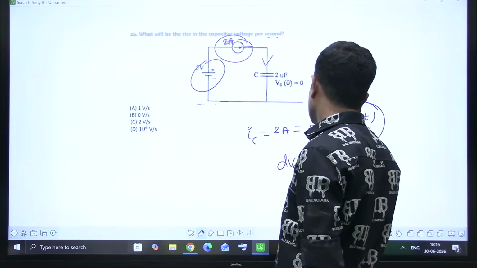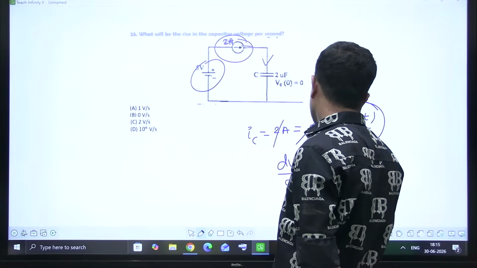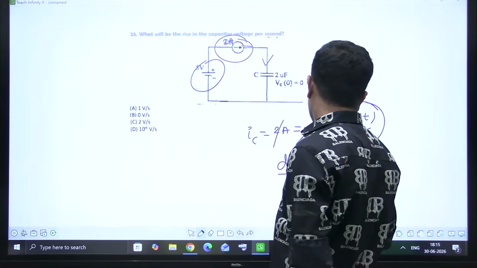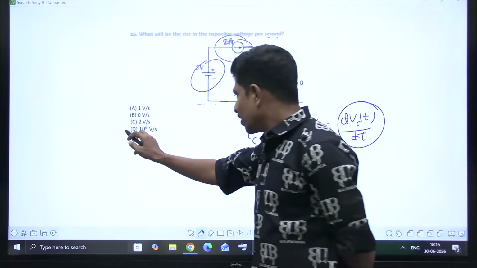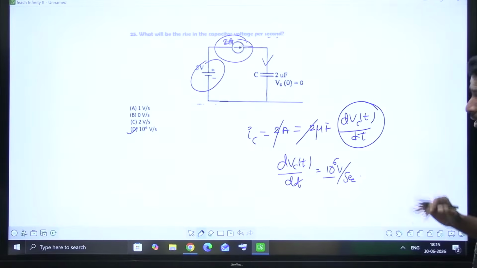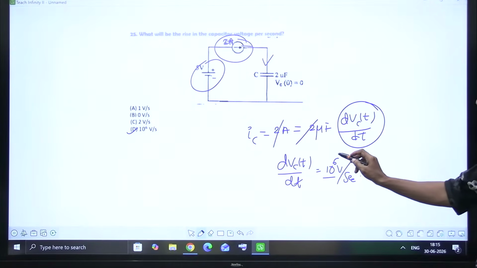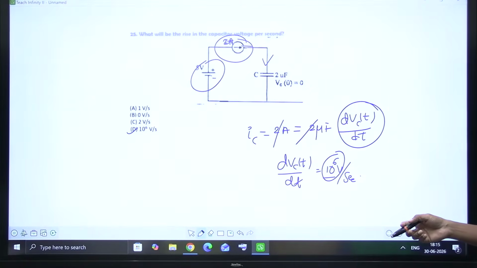So dVc of t by dt is equal to 2 into 10 to the power of 6 volts per second. You are interested in this value, but I am interested in its understanding. If you design the circuit at a rate of 10 to the power of 6 volts per 1 second, means if you switch it on for 1 second, the voltage that is going to appear across that capacitor is 10 to the power of 6 volts. How dangerous it is, you think of once.